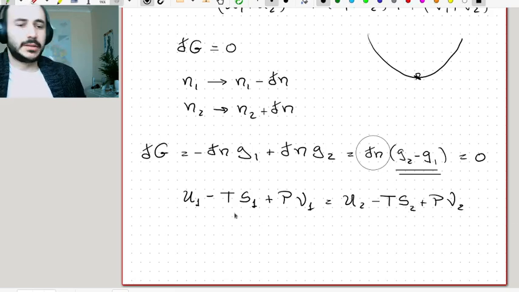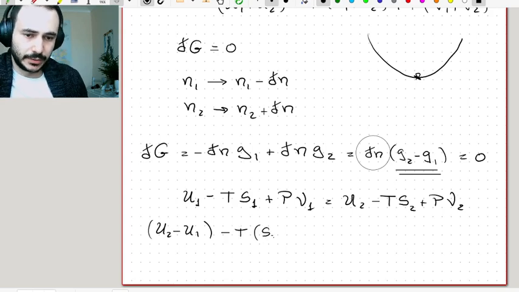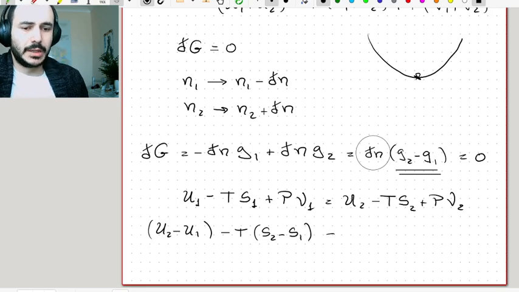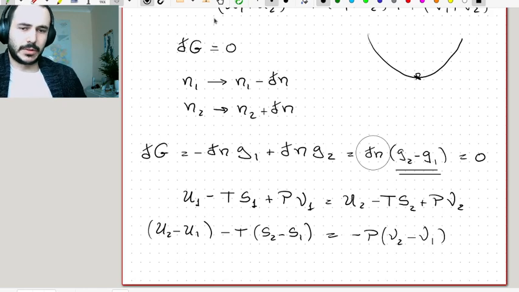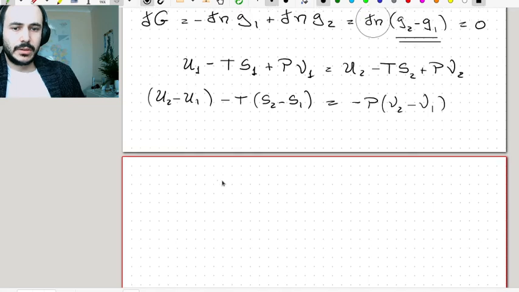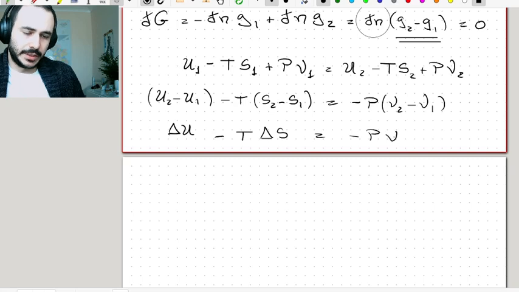Let's reshuffle things. So we are going to write U2 minus U1. Then I'm going to write minus T (S2 minus S1). And this whole thing equals minus P (V2 minus V1). So what I'm going to do now is just change notation, and call this delta U, this delta S, and this delta V, and I'm going to differentiate this expression.